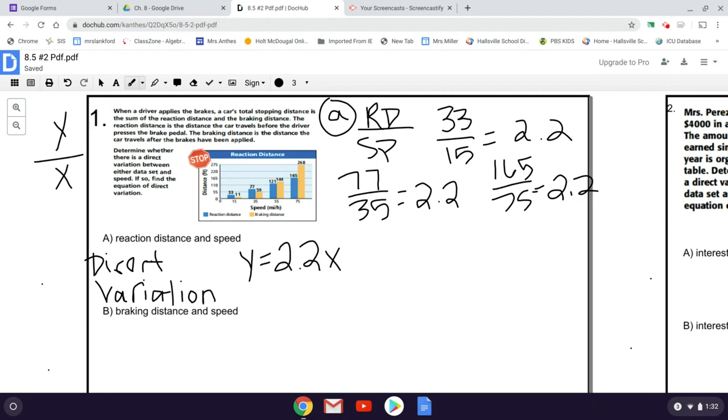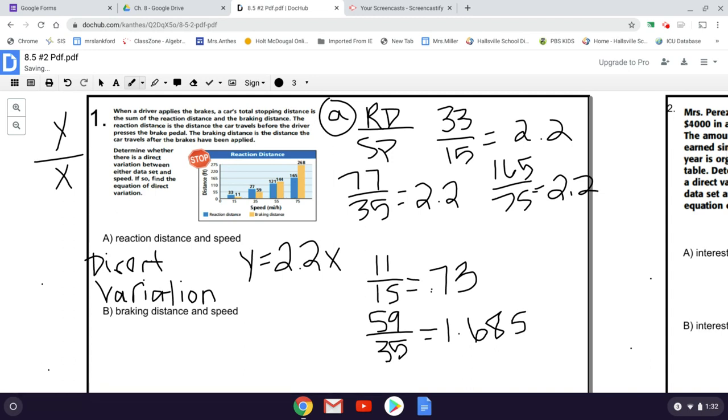Okay, so if we look at B, we're looking at the braking distance versus the speed. So the braking distance is going to be our y, and we're looking at the bars that are gold colored. So if we do a couple ratios, 11 over 15, because we're doing the distance over the speed, that would equal 0.73. 59 over 35, that equals 1.685. Okay, so at this point I could stop because I know this is not a direct variation. It can't be because those ratios are not the same.